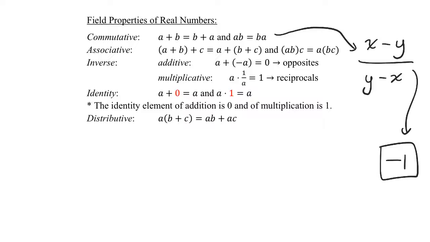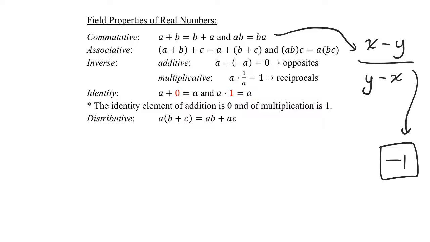Identity is something that could be new for some people, but it's really self-explanatory. If I'm 7 and I add 0 to 7, I'm still 7. I'm identical to what I started with. If I'm 8 and I multiply it by 1, I'm still 8. I'm identical to what I started with. So the identity property has to do with the identity elements 0 and 1. 0 is the identity element for addition, and 1 is the identity element for multiplication.